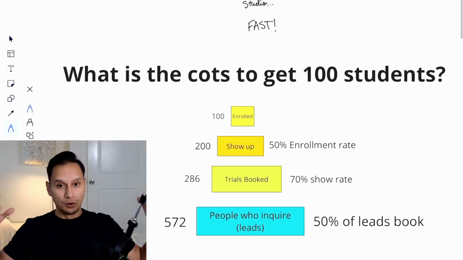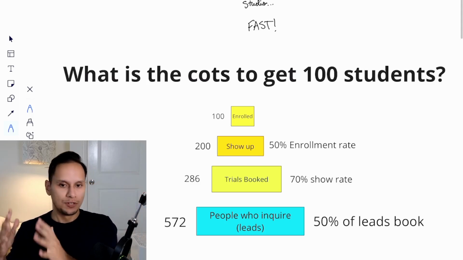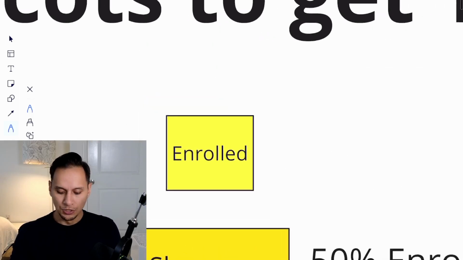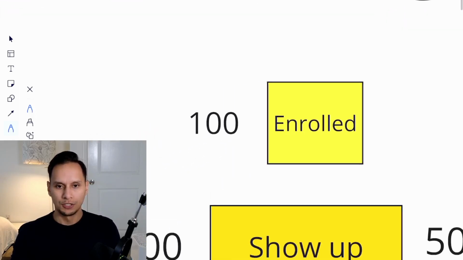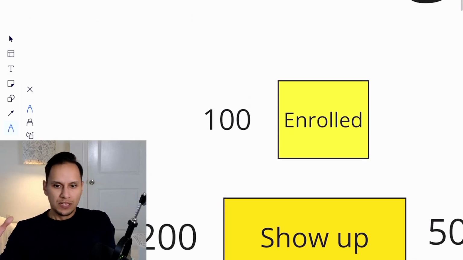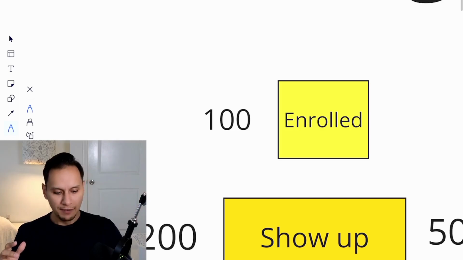Because if you want to increase your student enrollment by 100 students, there's a way to calculate how much, give or take, it would take for you to essentially increase your enrollment by 100 students. So let's dive right in. So the first thing is, if you want 100 students to be enrolled at your studio, you need more than 100 people to show up to your studio, because not everybody who's going to show up to your studio is going to sign up, okay?